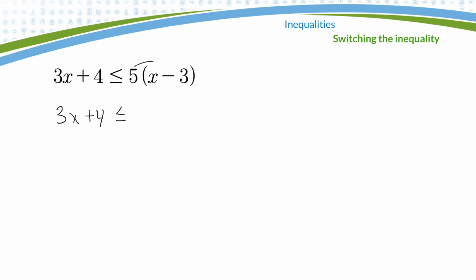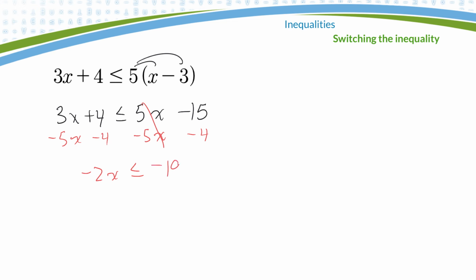Less than or equal to, let's use the distributive property, 5x minus 15. Then let's do the same thing as we did before. We'll subtract 5x here and subtract 5x there. Here I'll subtract 4 and I'll subtract 4. So on the left side I'll get a negative 2x is less than or equal to, these cancel, this would be a negative 19.